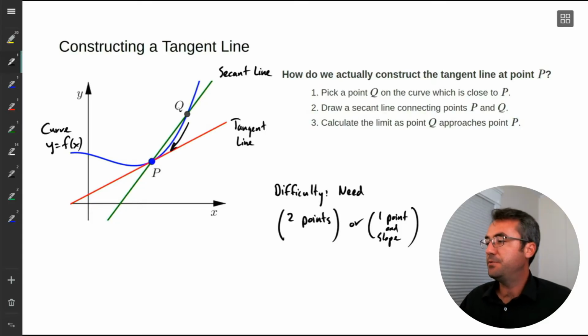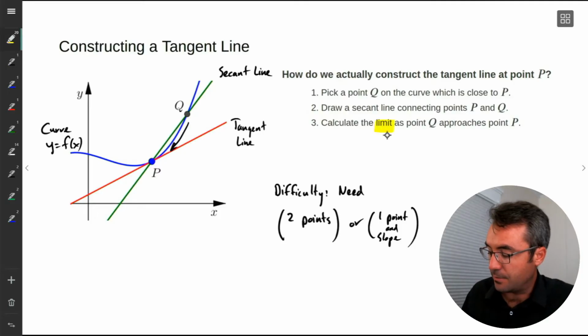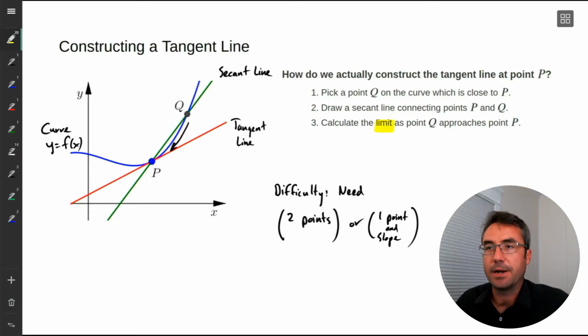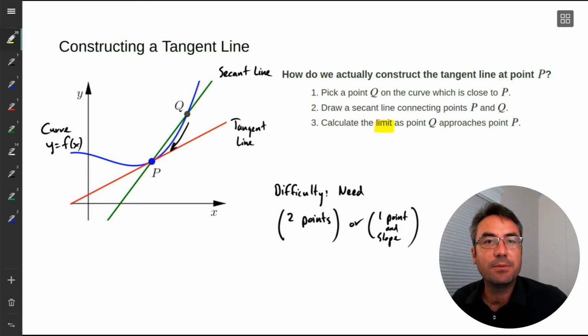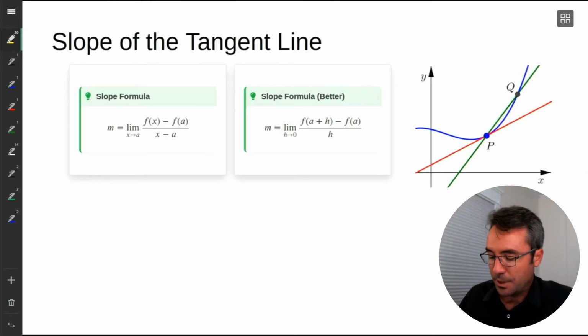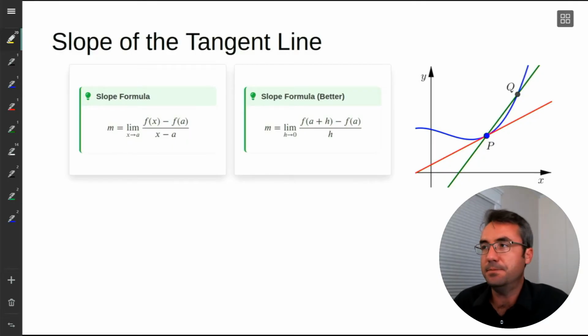And we've developed a way to deal with this idea of moving something closer and closer, and that is with a limit. We're going to calculate the limit as point Q gets closer and closer to point P. All right, so let's see what we end up with. We're going to end up with 2 different formulas. We're going to start with this one though, because this one comes from the construction. The second one is going to be easier for calculations, but this first one actually comes from the construction.